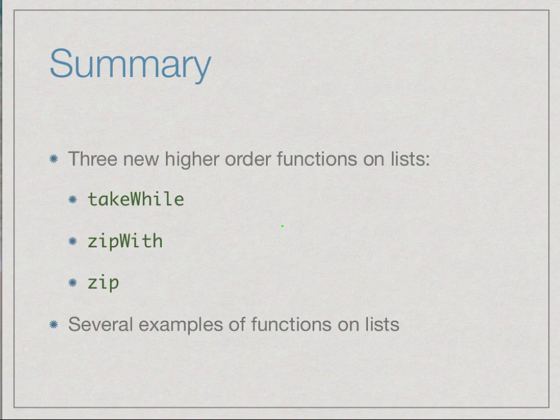So what we have seen is that we have three new higher order functions that we can use with lists: takeWhile, zipWith, and zip. And using these, we have seen several examples of functions that we can write on lists, including some functions that we have already written without these new things.